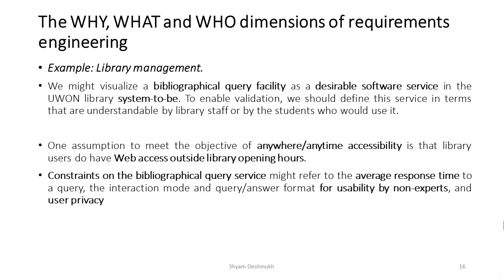One assumption to meet the objective of anywhere or anytime accessibility is that users do have web access outside library opening hours. Constraints on the bibliographical query service might refer to the average response time to a query, the interaction mode and query answer format for usability for non-experts, and user privacy. For example, non-staff users should not be able to figure out what other users have borrowed.